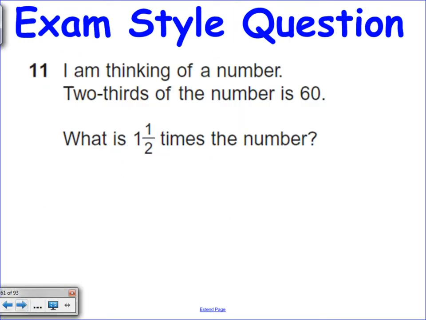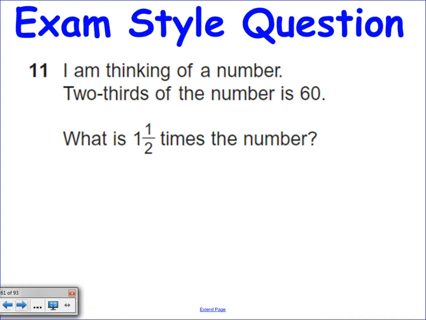And this is slightly more complicated because there's a follow-on question. This is question 11 in an exam. Out of a question is 16. So this is getting towards the end, and this is the trickiest stuff. Okay, so I'm thinking of a number. 2/3 of that number is 60.